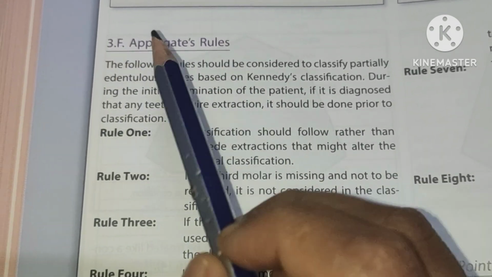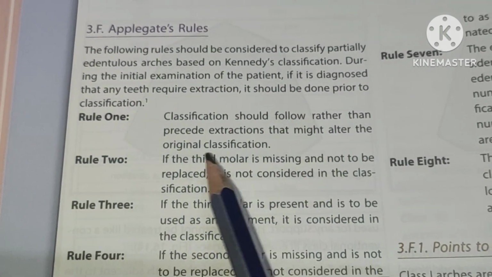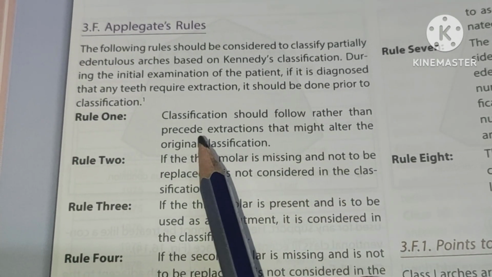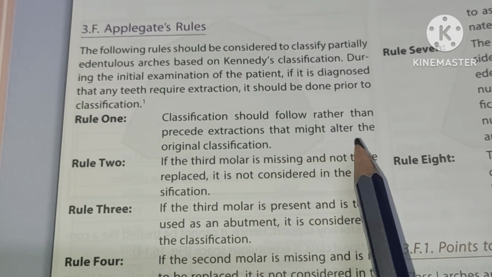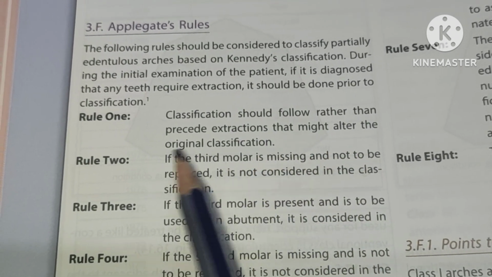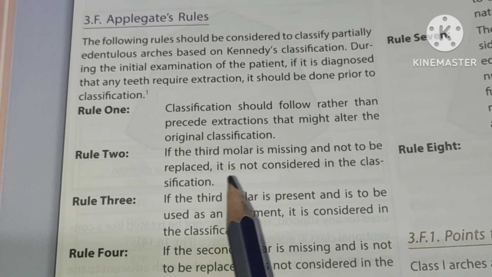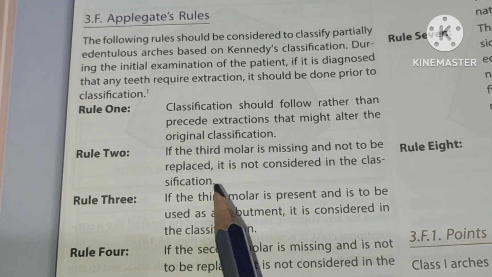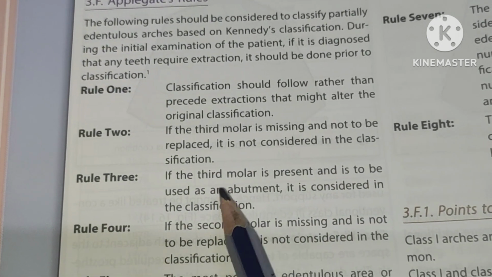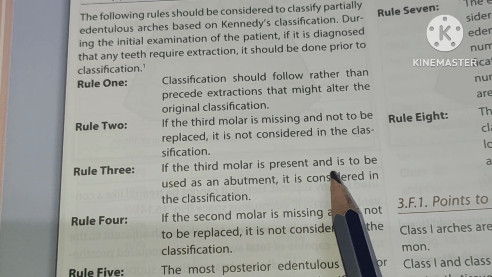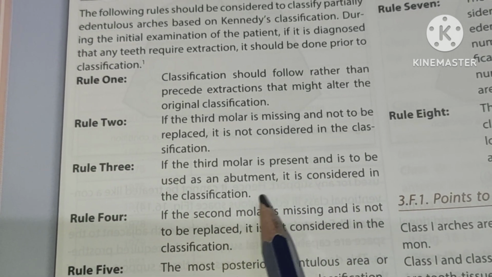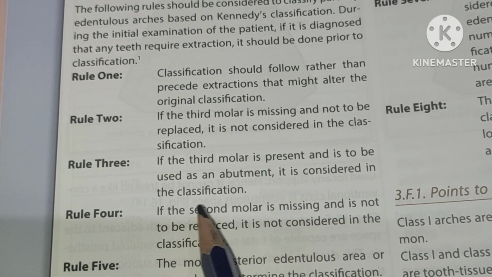So now Applegate's rules. Rule number 1 states that the classification should follow rather than precede any extraction that might alter the original classification. Rule number 2: if the third molar is missing and not to be replaced, it is not considered in the classification. Rule number 3: if the third molar is present and is to be used as an abutment, it is considered in the classification.